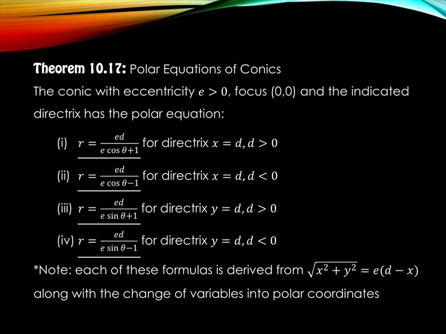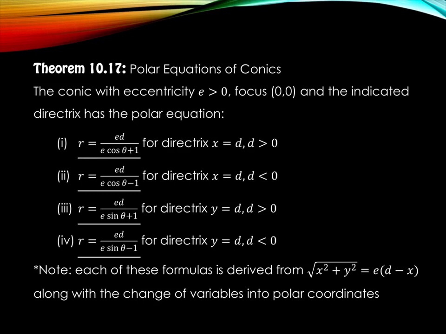Now, there are polar equation forms of conics as well. So if we have a conic with eccentricity that's positive, a focus at 0, 0, then the indicated directrix has the following polar equation. So you can see there are 4 different equations here. They're slightly different. The first two are the same in the sense that they have x equals d as their directrix, right? The first one is that d is positive and the second is that d is negative. And you can see what that changes. That changes the sign on the denominator.